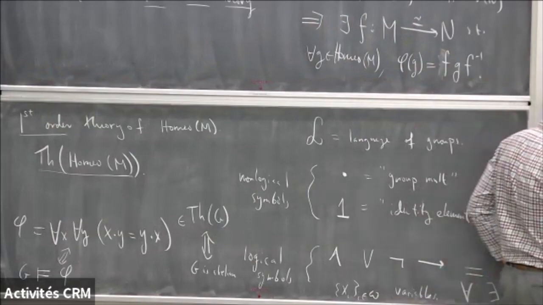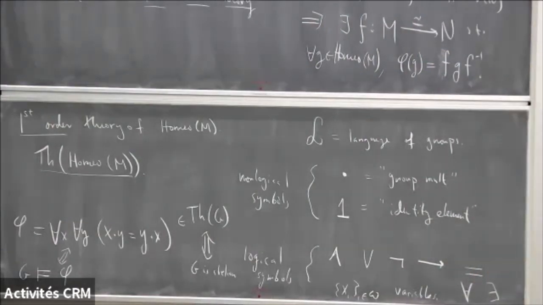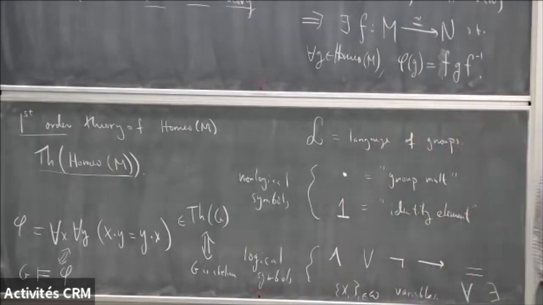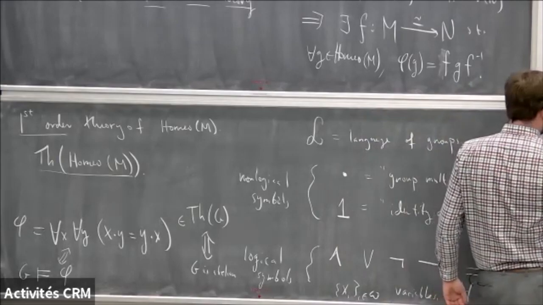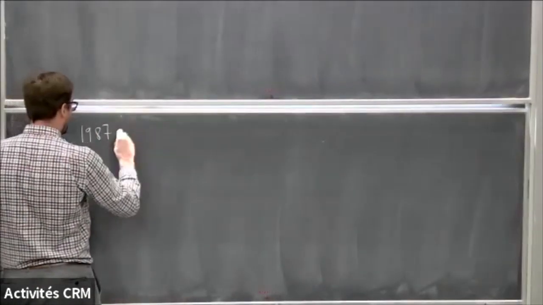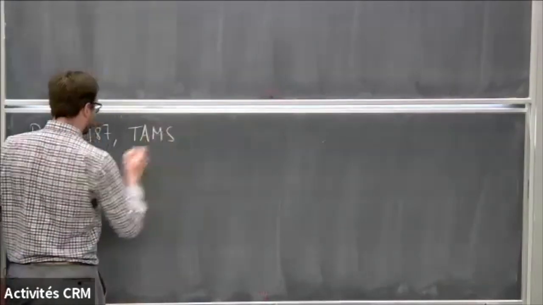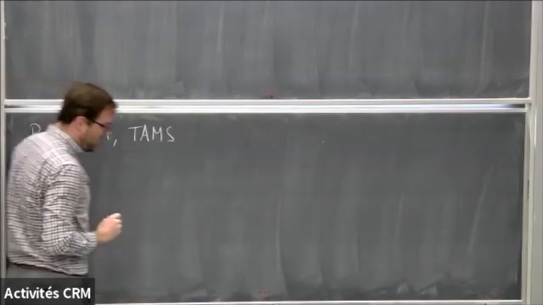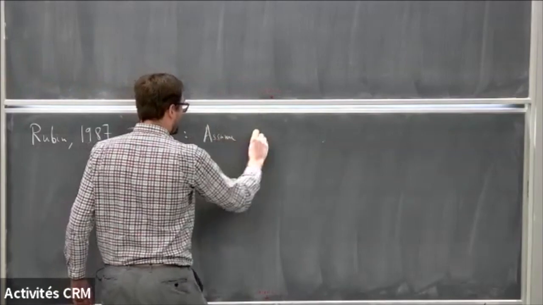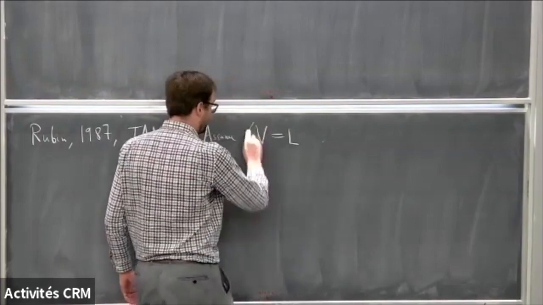So one person who spent a lot of their life thinking about automorphisms of structures and the relationship between automorphisms of structures and logic of various orders was this person, Rubin, who is unfortunately no longer with us. But in a 1987 paper that appeared in the Transactions of the American Mathematical Society, there appears the following claim: assume V is equal to L. I'll explain what that means in just a second.